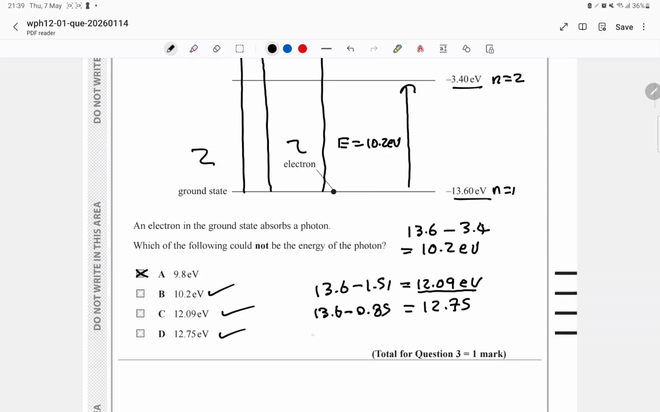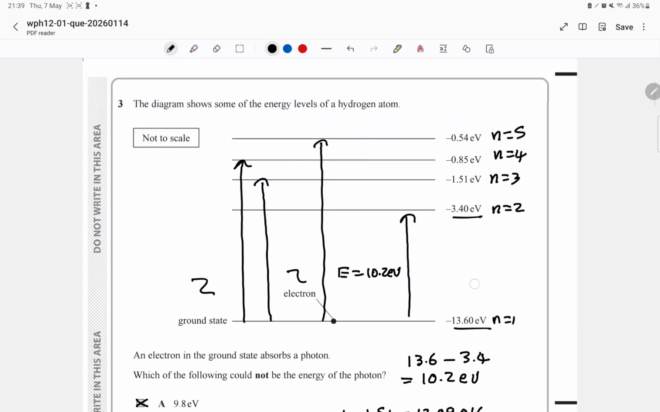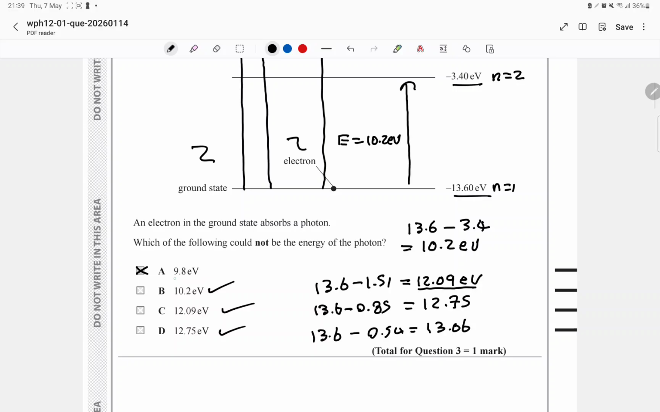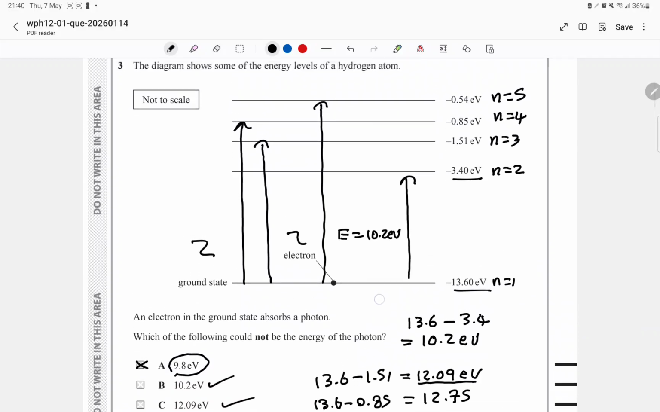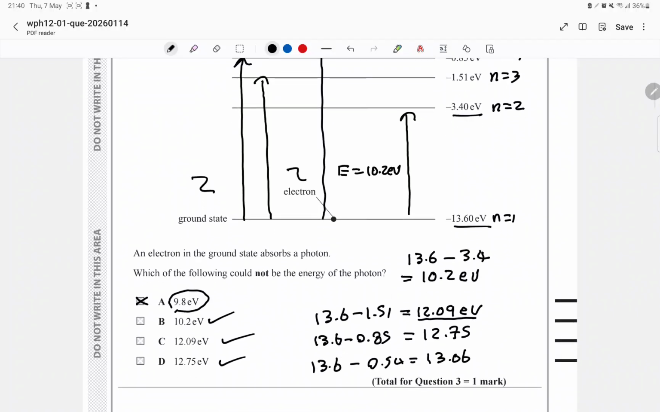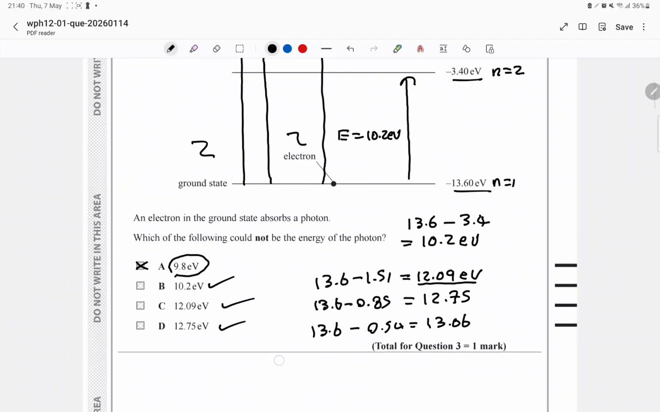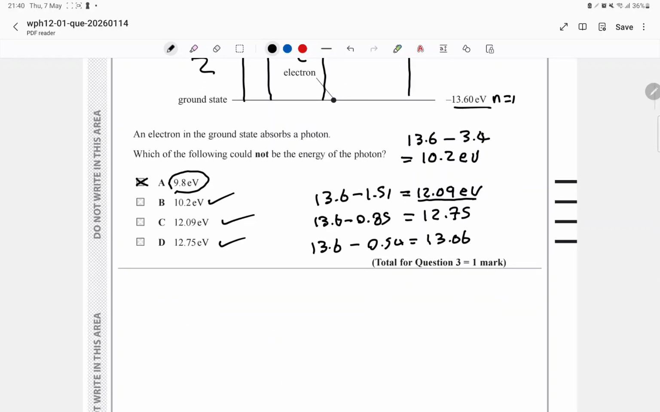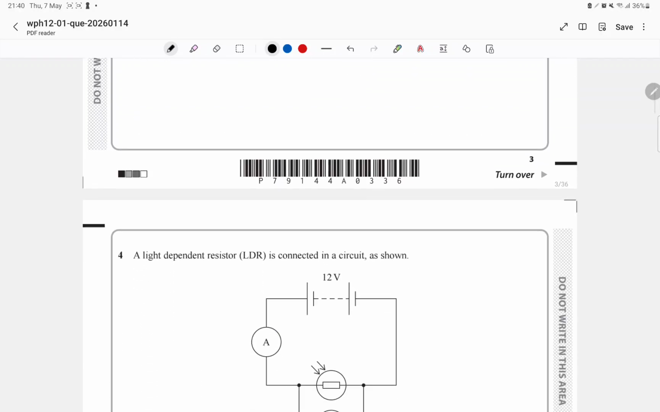And this will be when the difference in the energy levels will be 13.6 minus 0.54. That will be 13.06, I think. And that's not an option. So yeah, 100% 9.8 is not possible because 9.8 doesn't correspond to any difference in any energy levels. So it will not absorb a photon with 9.8 electron volts, but it can absorb any of these photons because they have the exact energy required for transitions.